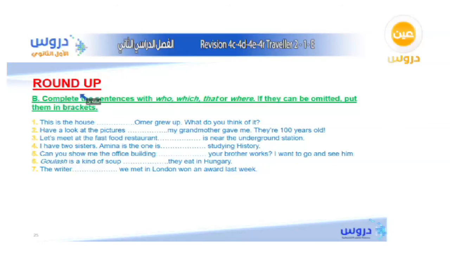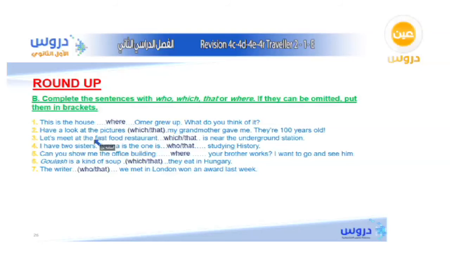Here in round up, complete the sentence with who, which, that, where. If they can be omitted, put them in brackets. Okay, here we start with number one. This is the house where, because here we have a place, so we use where, Omar grew up. What do you think of it? Number two, have a look at the pictures, which or that my grandmother gave me. They are 100 years old.